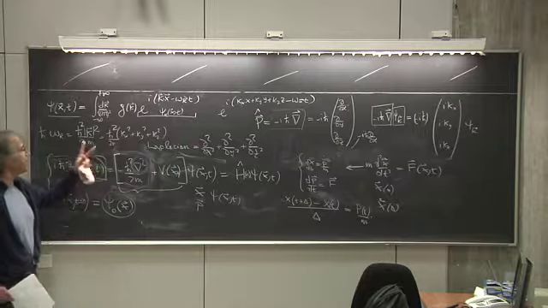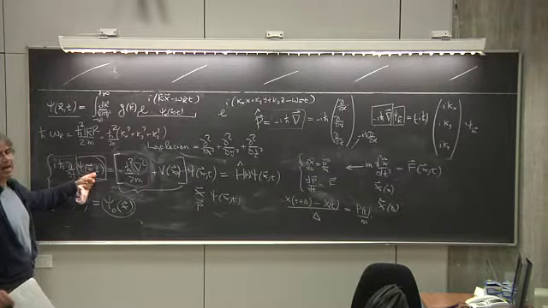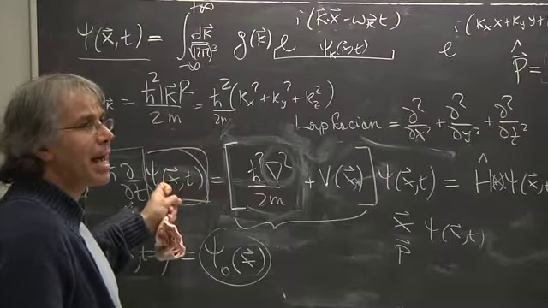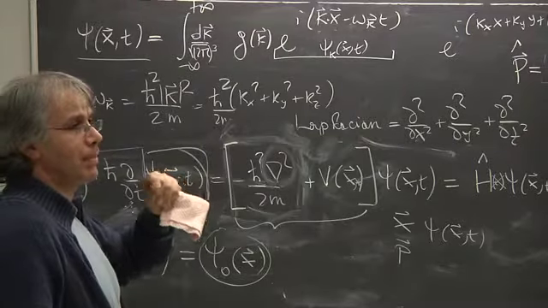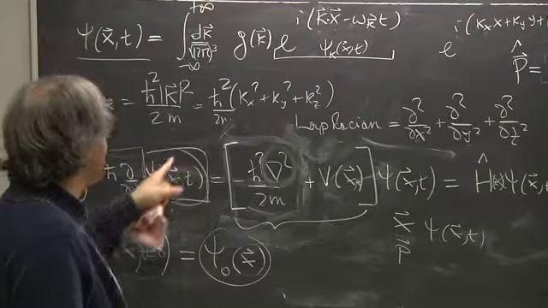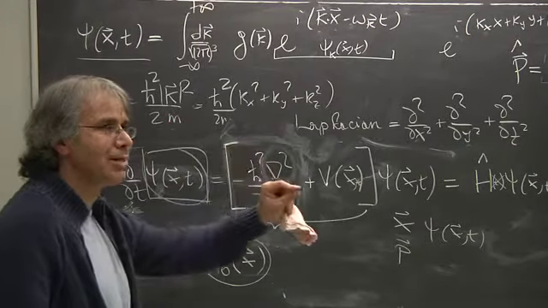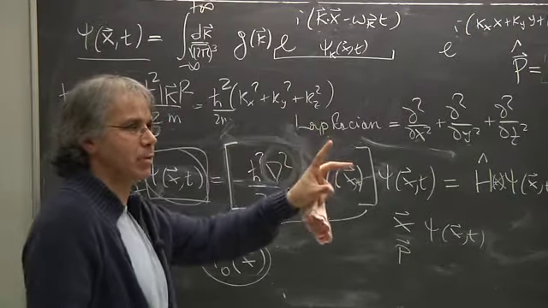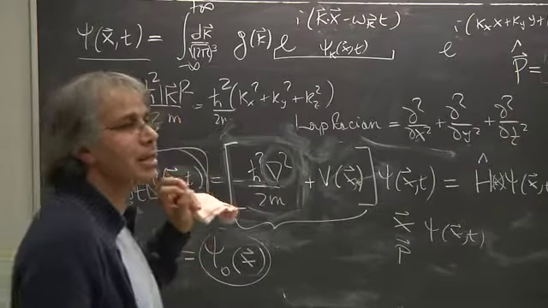And it is in the interpretation that I give to psi. I interpret psi as being the amplitude of probability to find the particle at a certain point. So the probability is psi of x modulus square. That is the probabilistic aspect of it. But this is a deterministic equation.